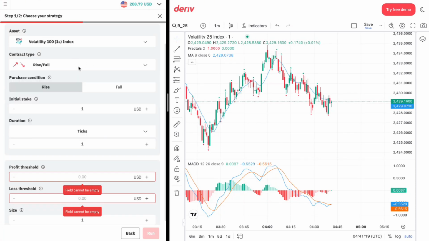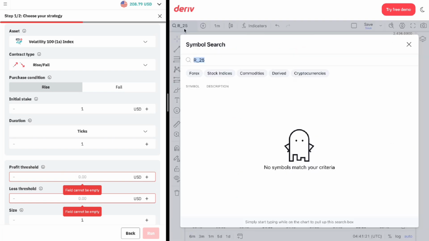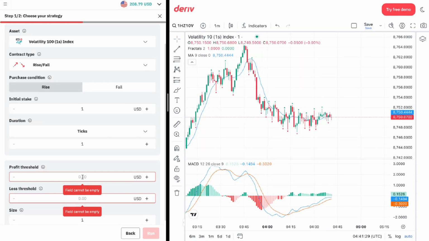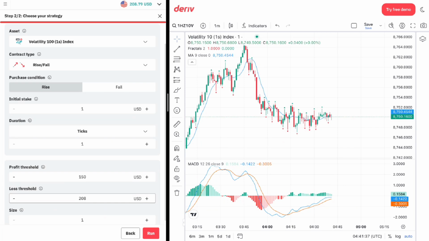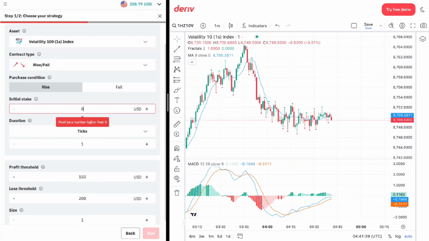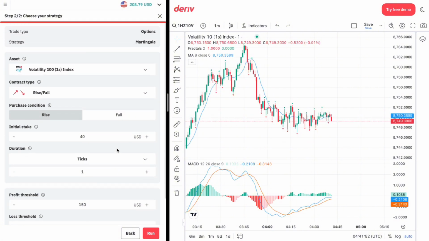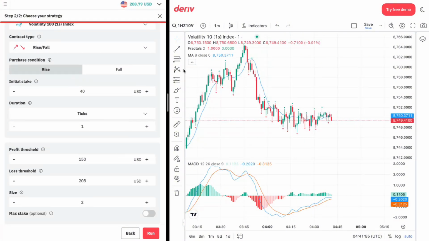That's okay. I don't trade indexes. Derived. Just delete that 101s. Before that, let's put our profit threshold at 150. Our loss threshold is we have 208. Stake is 1. Initial stake is 40. And then the size is the martingale in the speed bot. So this will create a speed bot for you, and then you'll see once we do that.